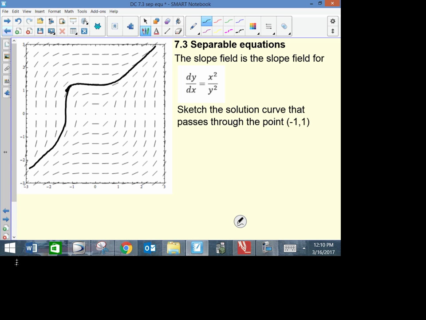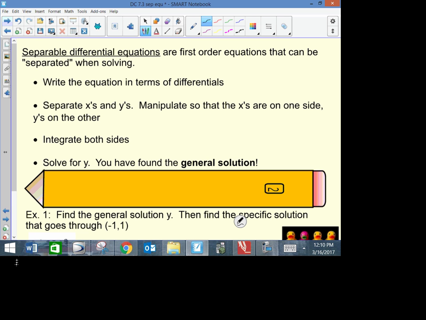Good points. That's your vertical asymptote right there. Should we just put an open circle? So you're good. You crossed it. There's a vertical asymptote. A vertical tangent there. All right. Okay, so this is how we do the separable differential equations.